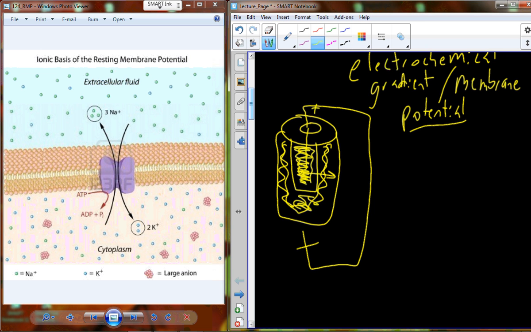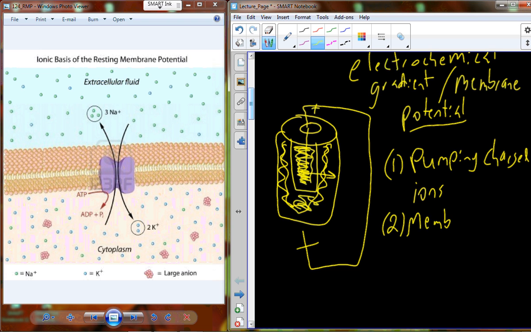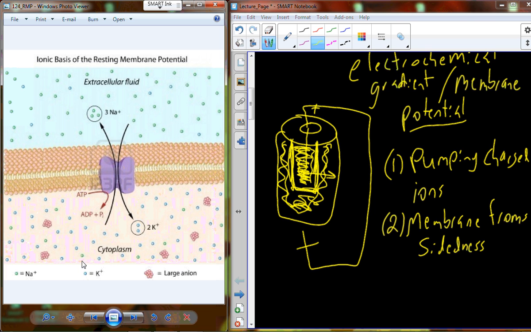So we're going to form these electrochemical gradients for membrane potentials. And we're going to do this by pumping our charged particles, or our ions, across the membrane. And when we do this, the membrane forms a sidedness. Just like in this example, this barrier here, this is an impermeable barrier, it has a sidedness. It has a positive side, and it has a negative side.